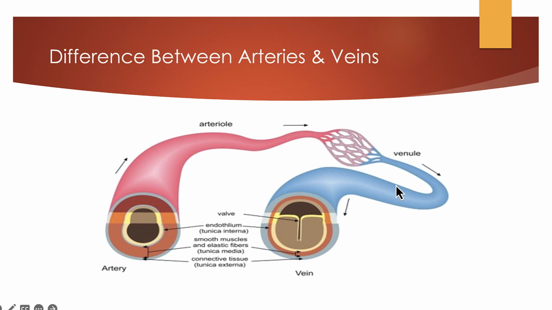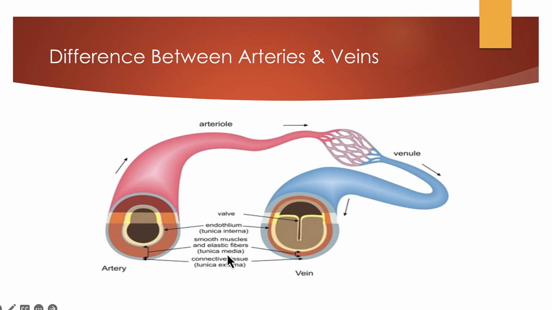Difference between arteries and veins. There are four main differences between our arteries and veins. The first one is that oxygenated blood is carried within our arteries and deoxygenated within our veins. A vein has a valve, which an artery does not. The lumen is a different size, as we can see here.